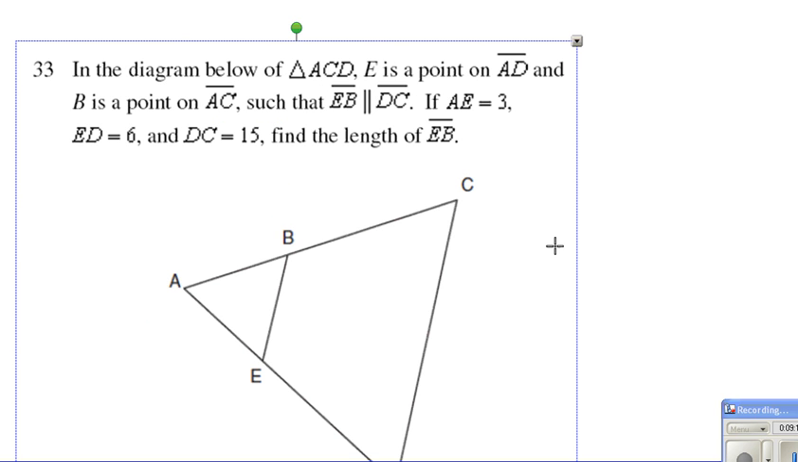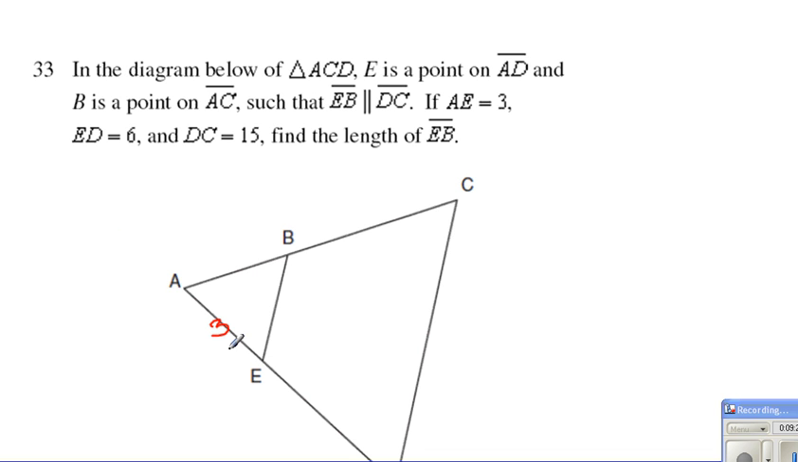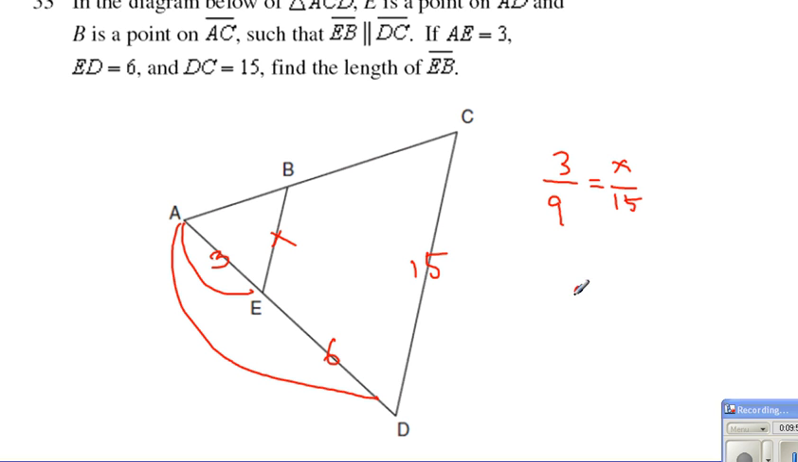Now, number 33. So we have AE is equal to 3. Now, ED, when you look at it, is equal to 6. The ratio is not 1 to 2 between two triangles, but rather it will be 1 to 3 to 9, which is 1 to 3. So when DC is equal to 15, it has to follow the 1 to 3 ratio. So 3 over 9 is equal to, call it x over 15. And you will realize that x will be equal to 5. You see 1/3, 1/3. That becomes 5.